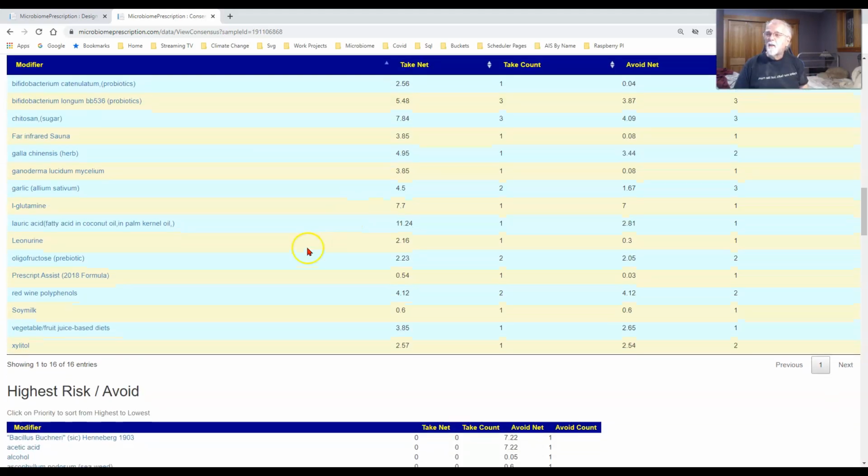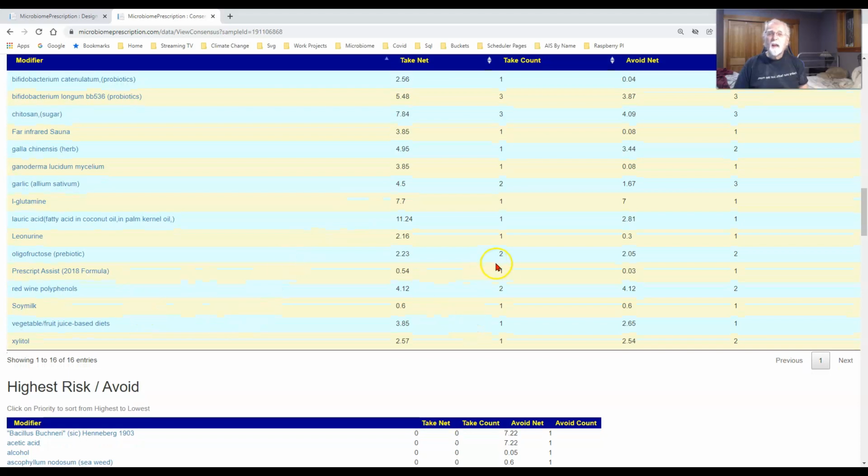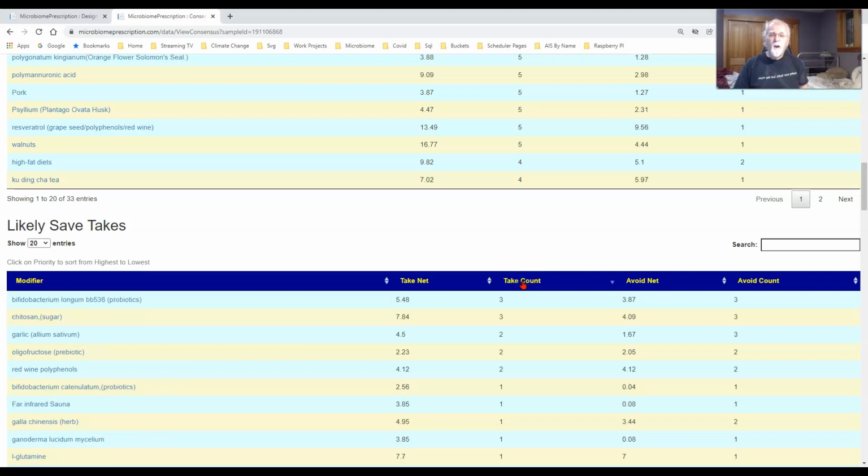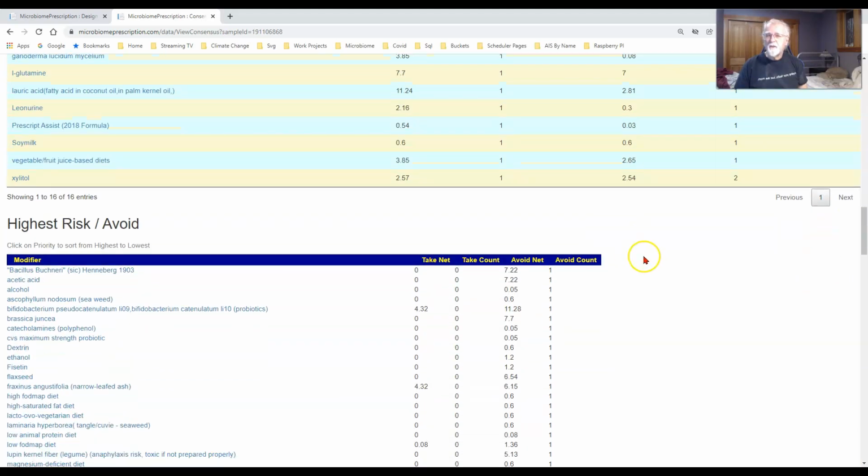And then we have likely safe. Again, these are things which are more often suggested to take than not to take. We have free and free, but same number of take, same number of avoids, but the weight for taking it is more than the weight to avoid. Hence we got likely safe. I should get that spelling. That should be safe, not save.